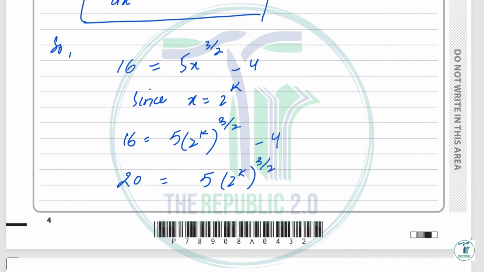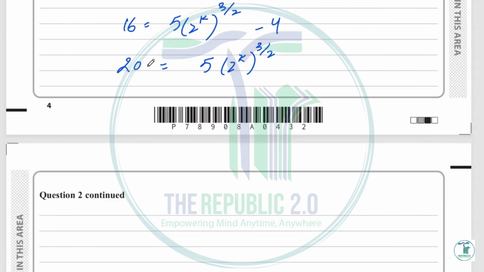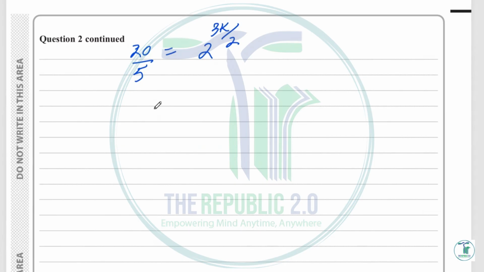And now I'm just going to simplify that. So 20 upon 5 is equal to 2 to the power of, I'm going to multiply this power with the power, so it must be 3k upon 2. And now it is going to be 4 is equal to 2 to the power of 3k upon 2.